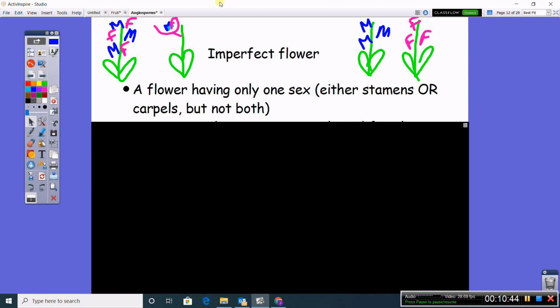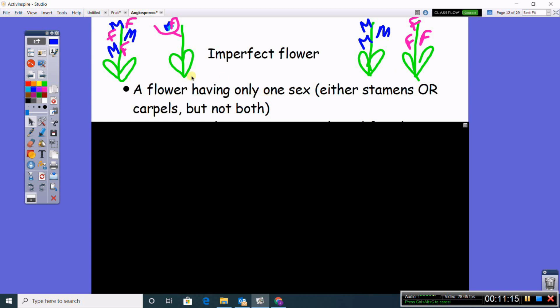So what do we mean by that? Well, this picture, this is a plant, okay, and this is a flower. And if you notice, it has male and female parts in the same flower. So this flower would be a perfect flower, okay, because it has male and female parts in the same flower. The other examples, this one on the left and these two on the right, these are plants that contain imperfect flowers.